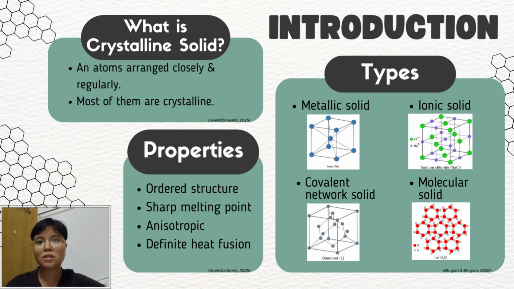There are various properties of crystalline solids. One of them is that they have an ordered structure where their atoms are arranged in a repeating pattern, forming a crystal lattice. These solids have a sharp melting point, as they exhibit a distinct melting point where they transition from solid to liquid. Furthermore, crystalline solids are anisotropic, meaning that their properties can vary with direction due to the specific arrangement of particles. Last but not least, they have a definite heat of fusion. This means that a fixed amount of heat is needed to melt crystalline solids.